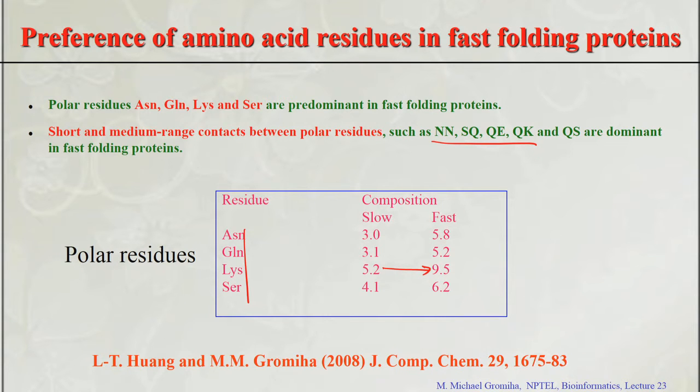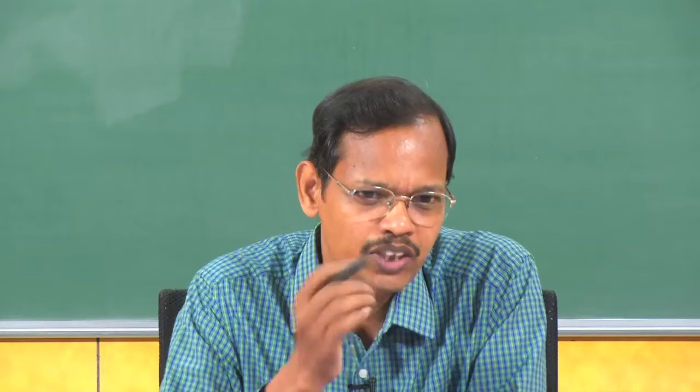Likewise, if you look at the slow folding proteins, what do you expect? Which residues should be dominant?